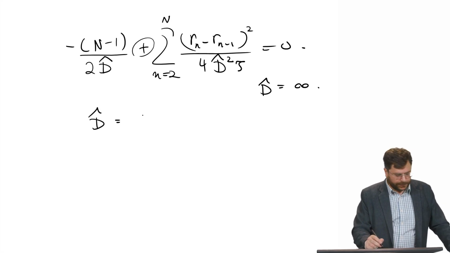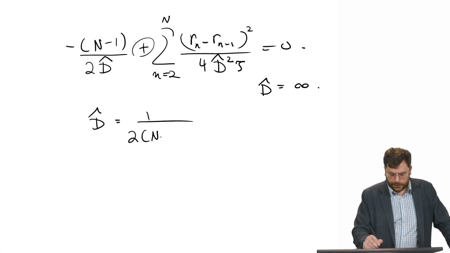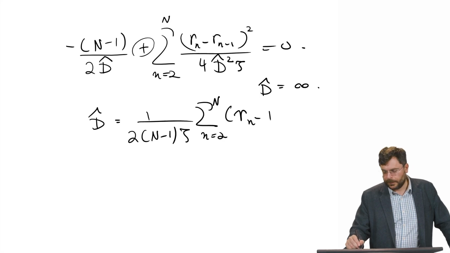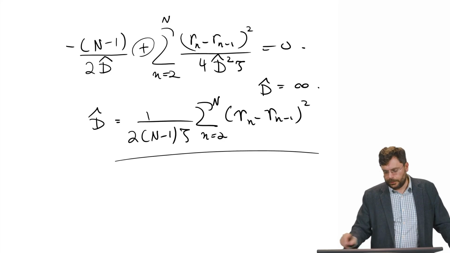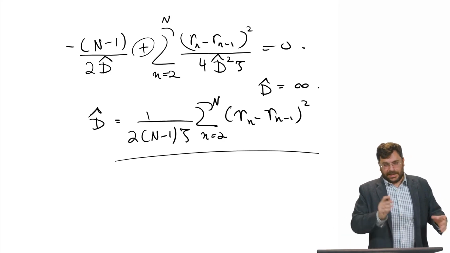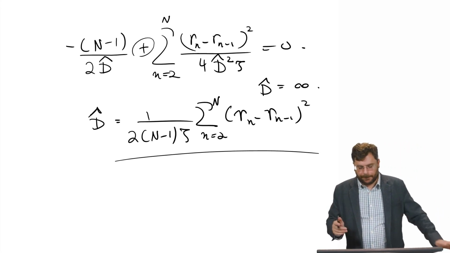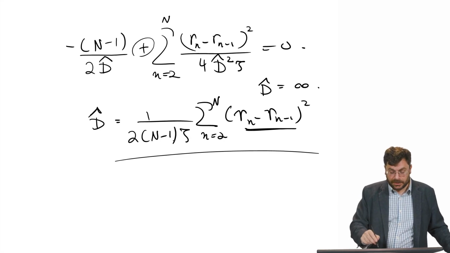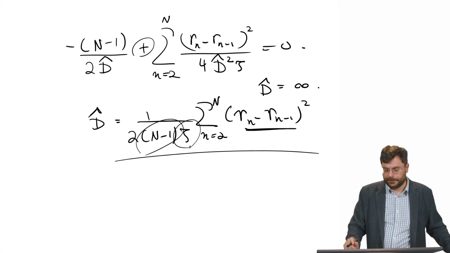And the other solution, if I write it correctly, is 1 over 2 n minus 1 tau, the sum from n equals 2 to big N of R n minus R n-1 squared. What did I do here? Or how do I interpret this? My diffusion coefficient estimate is basically the sum of the square differences in the positions divided by the time interval and the number of data points.